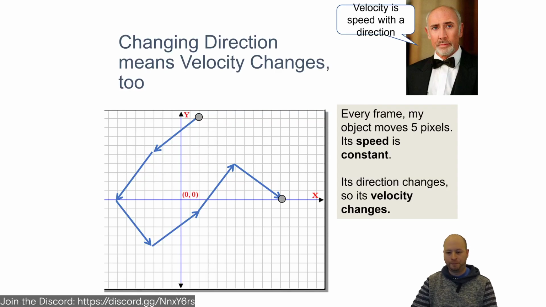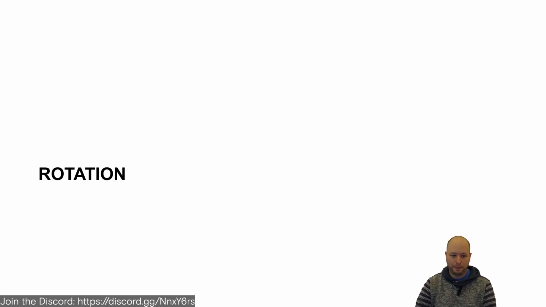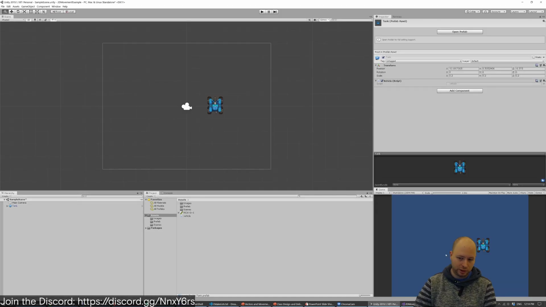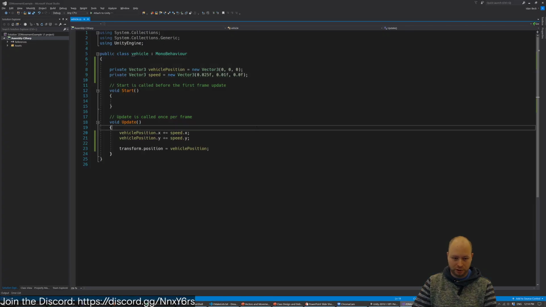So if you want your velocity to change, then the velocity has to change. And that gives you direction changes as well. To do that, we will have to rotate our object, or rotate our velocity, and that's when things get kind of interesting. But before I do that, let's jump into this code here.